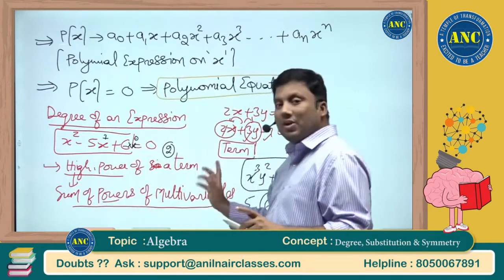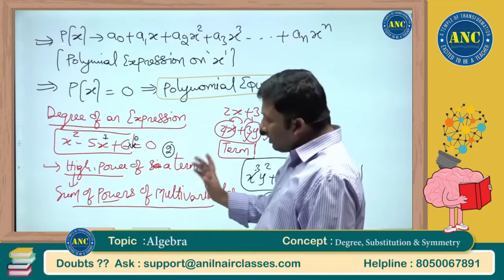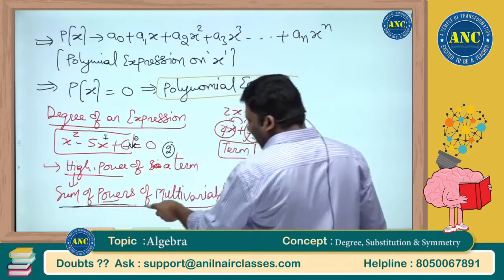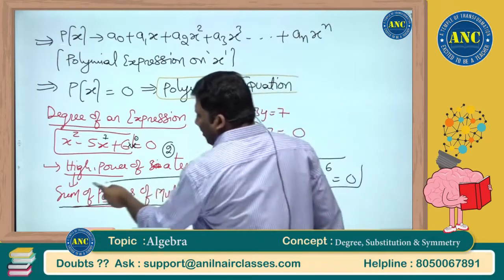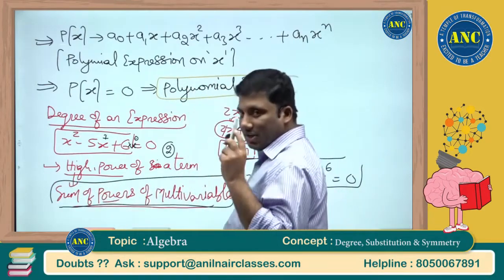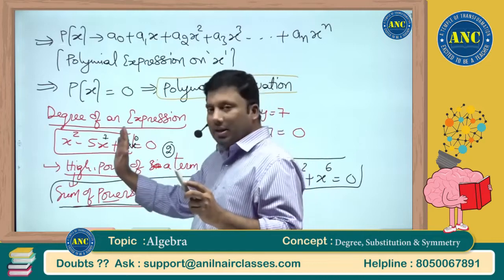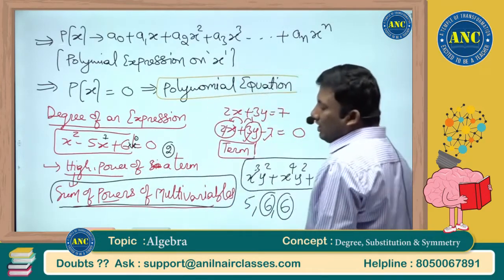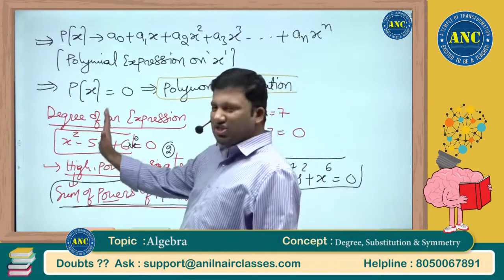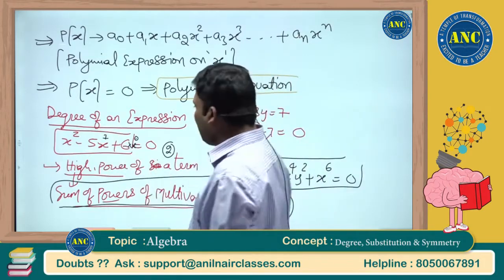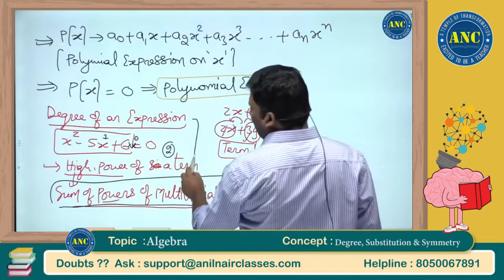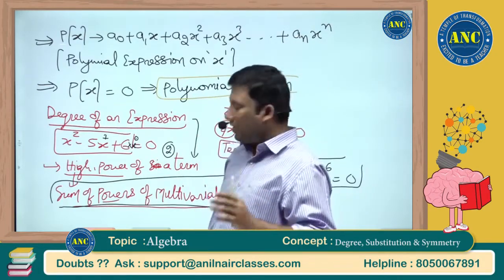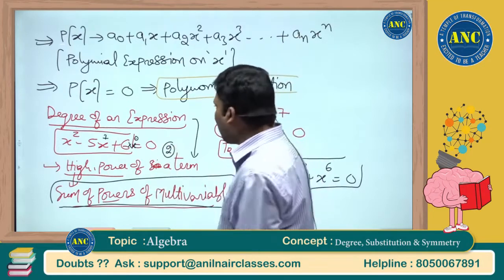So if there is more than one variable, add the powers of those variables. That will give the degree: the sum of the powers of the multivariables. If there is only a single variable, just take the highest power of the term. Degree of an expression is given by the highest power of a term.